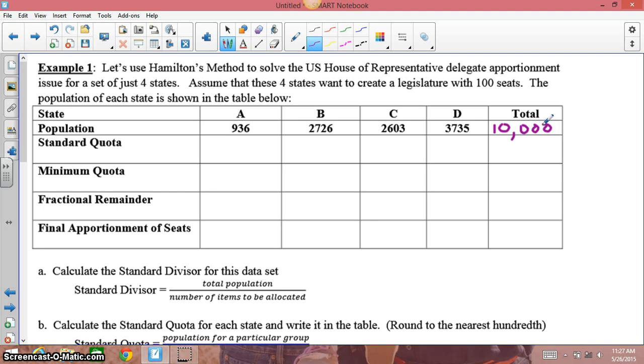Standard. The very first thing we want to do then is find the standard divisor. The standard divisor is equal to the total population, so in our case, like we just found, our 10,000, divided by the number of items to be allocated here. What we have to allocate is these 100 legislative seats. So 10,000 divided by 100, divide that out, and you're going to have 100. That is my standard divisor.